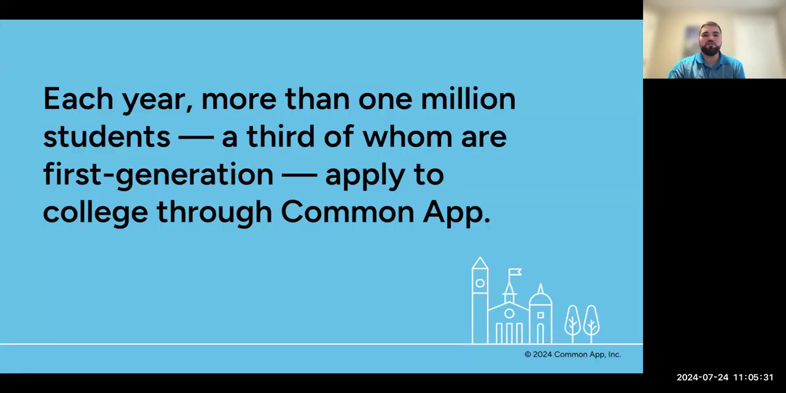A little fun fact here is that each year, more than 1 million students, a third of whom are first generation, apply to college through Common App. This is 1 million students using the Common App to submit an application. This is a lot of people. But there are millions more that do not end up submitting an application. Many create an account and don't follow through because they feel they may not have the resources or the preparedness. This is what we're trying to help with in this presentation: to get you to submit your application to see the opportunities you'll have for yourself after high school.